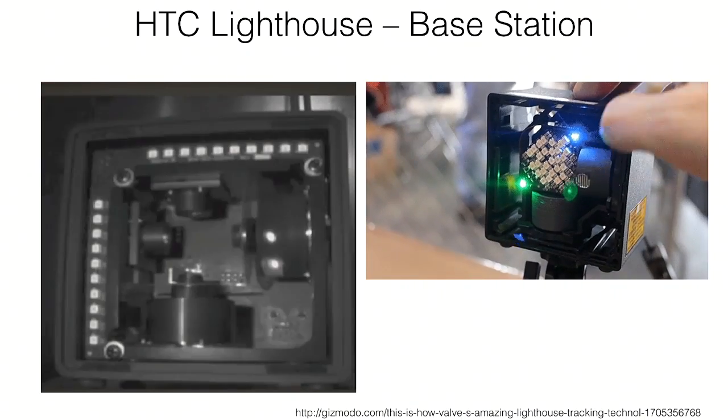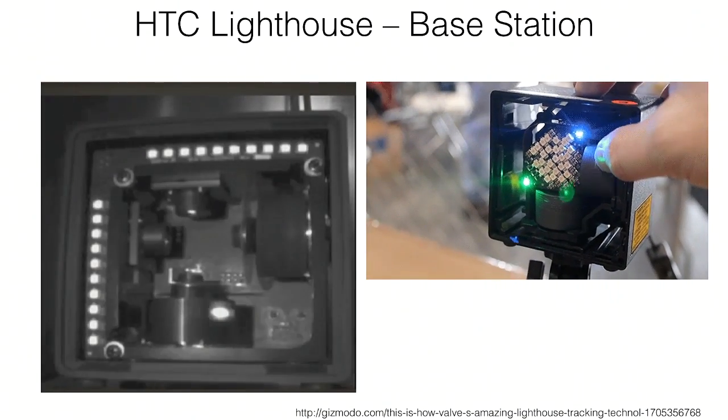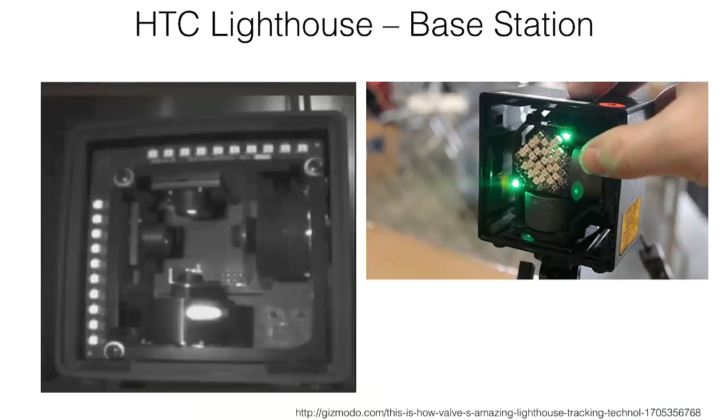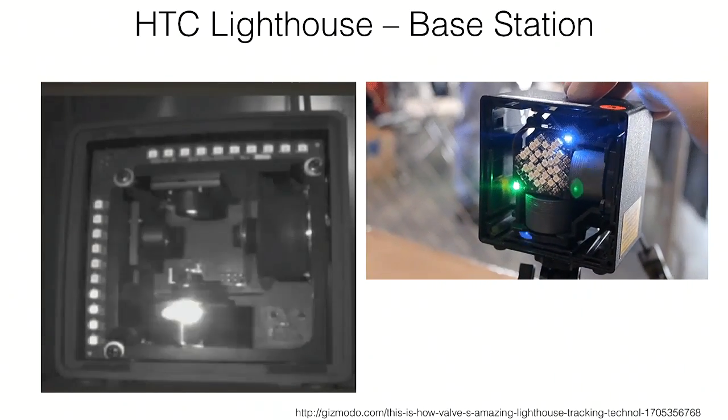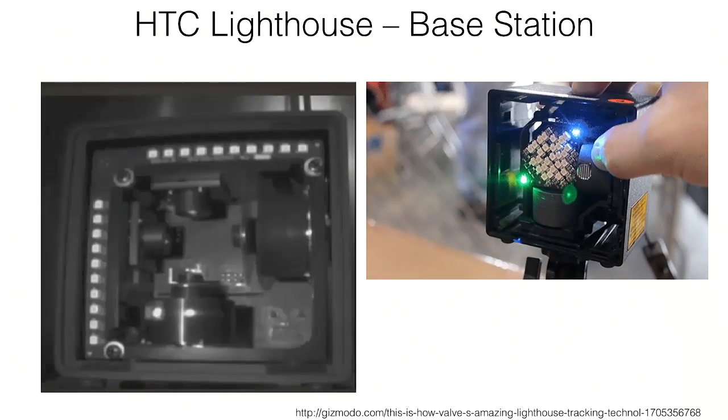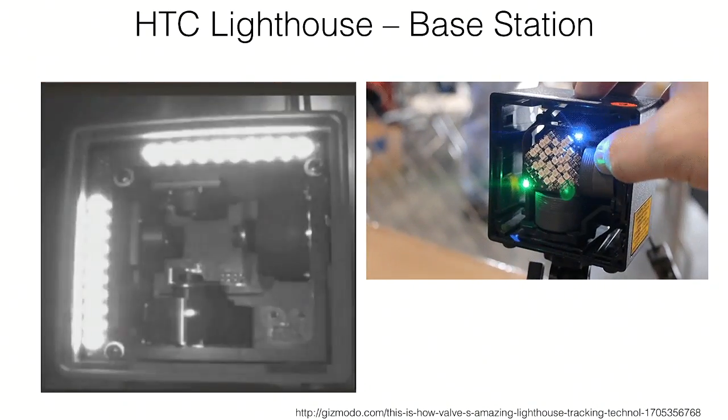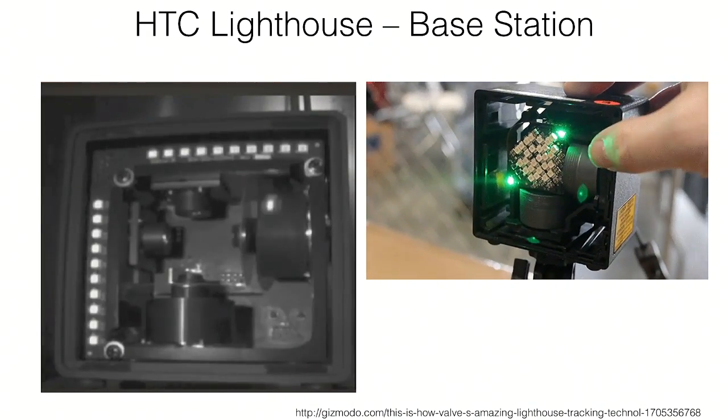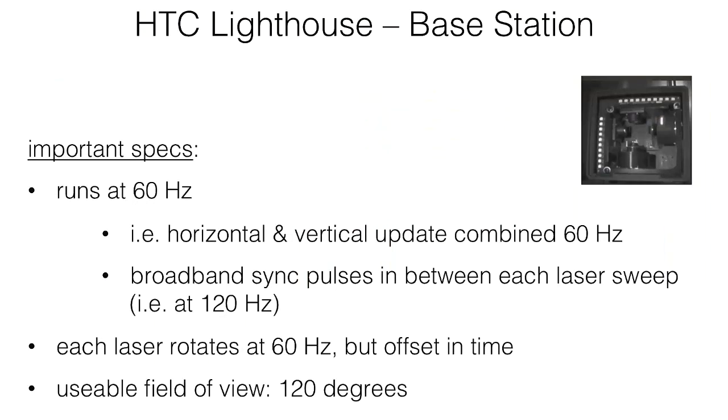Okay, so here's the base station disassembled. You can see, on one of the older versions, on the side, these are near IR LEDs that send the sync pulse. All the photodiodes will see that at the same time, and then you have two rotating drums with a laser sheet that sweep these laser sheets horizontally and vertically. So the base station runs at about 60 hertz, but it does a combined horizontal and vertical sweep at 60 hertz. So the broadband sync comes 120 times per second in between each of these sweeps, and that acts as the reference. And then the usable field of view of the projector is about 120 degrees, so it's not too bad.